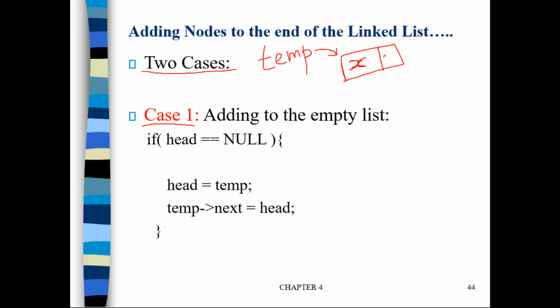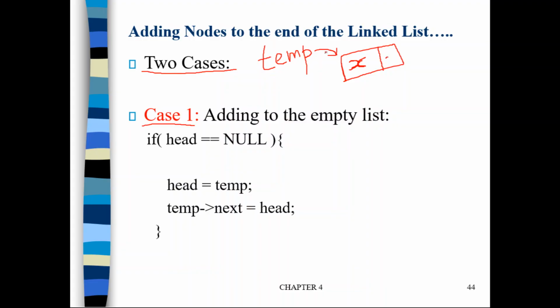So if it is the first node, then we will not make it point to head, because head is already null, so let us leave this. But if this is not the first node, then you can assign this next to head. For the time being, let us not go to the next pointer.